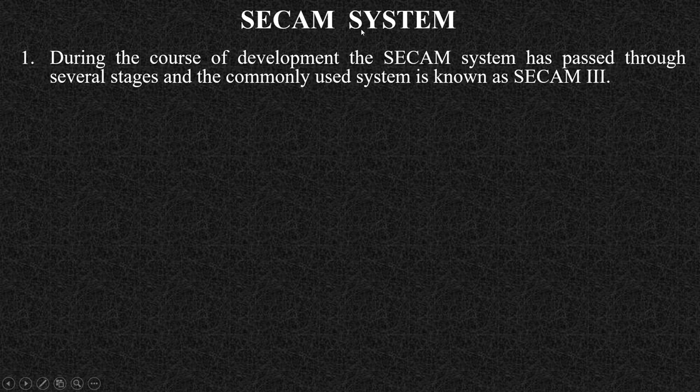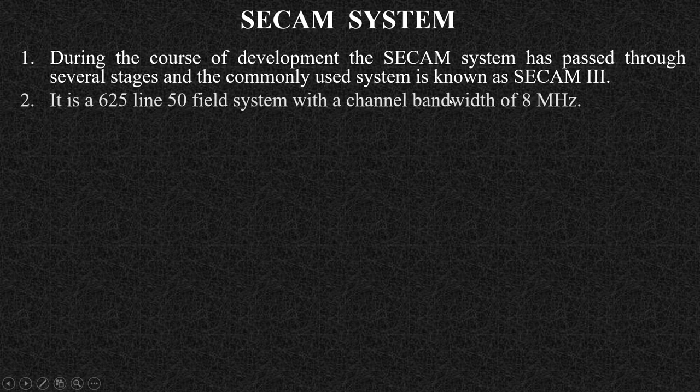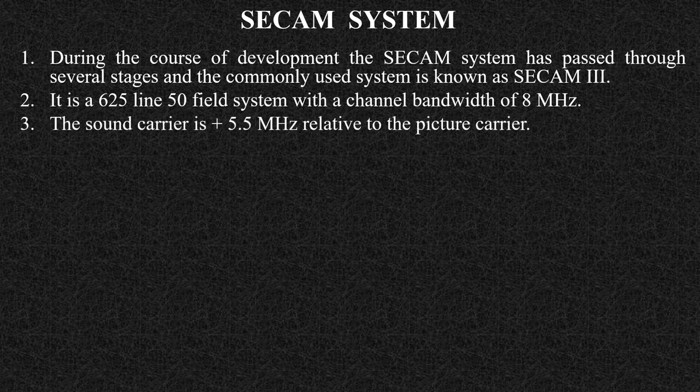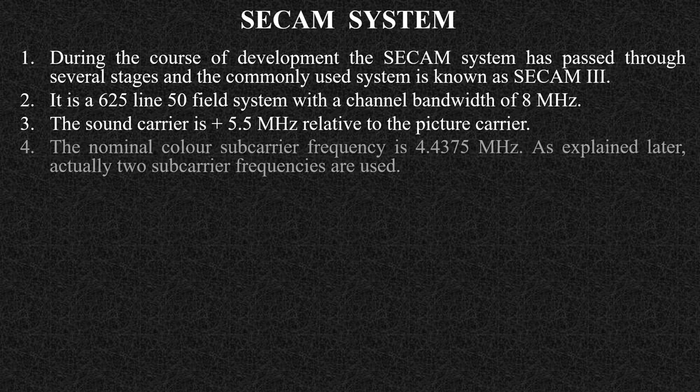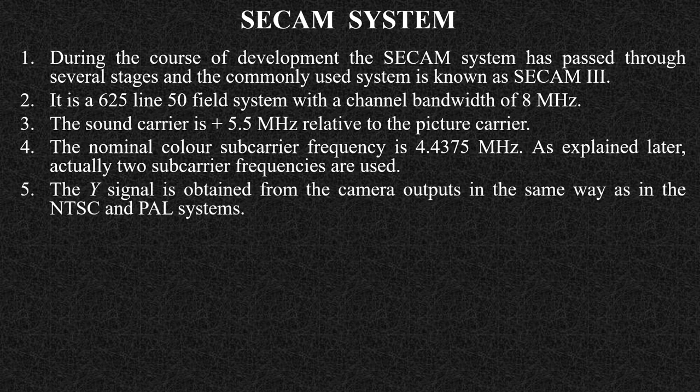First we'll talk about the Secam. During the course of development of the Secam system, it passes through several stages, and the commonly used system is known as Secam 3. It is a 625 lines, 50 field system with a channel bandwidth of 8 megahertz. The sound carrier is plus 5.5 megahertz relative to the picture carrier. The nominal color subcarrier frequency is 4.43 megahertz, but actually two color subcarrier frequencies are used here.